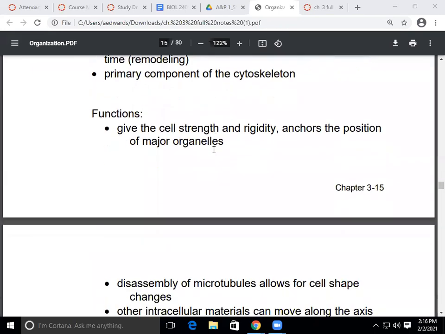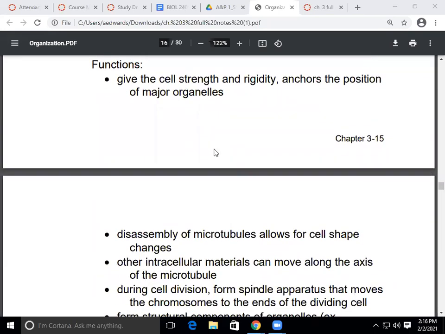All right, so what do the microtubules do? The microtubules, again, give your cells strength as well as rigidity, and serve as anchors for the organelles, just like intermediate filaments. When the microtubules disassemble, the cell can change its shape. And materials inside your cell can actually move along the microtubules. Okay, so they can kind of serve as bridges or roads and move materials along them.